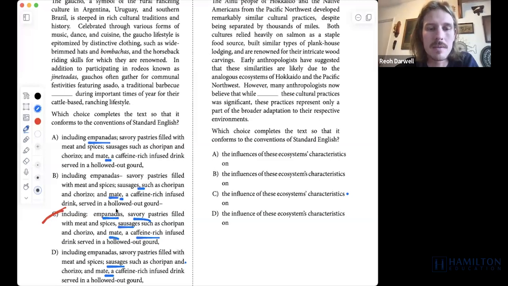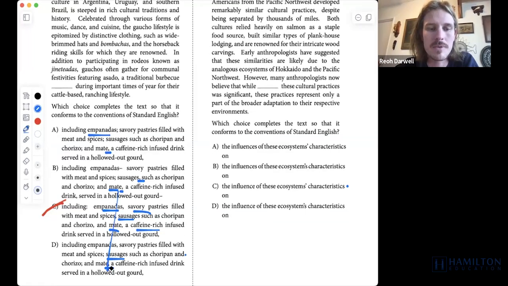Okay, so I'm going to erase all this just to show you what's wrong with a few of these and what's right with our correct one. Here, this semicolon makes A wrong. Why? It suggests that empanadas and savory filled pastries are two separate items. So that needs to be a comma, because this is clarifying what an empanada is.